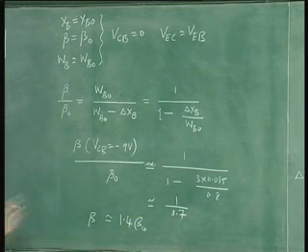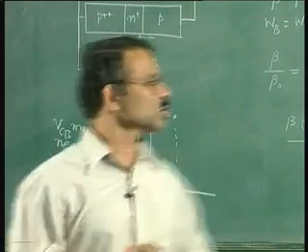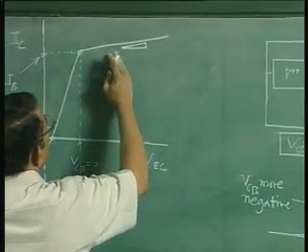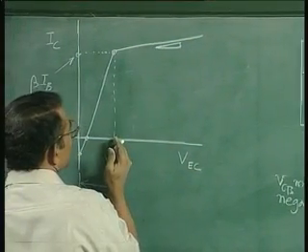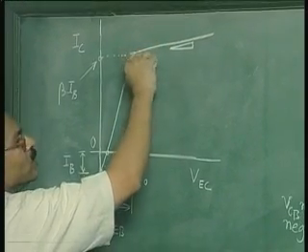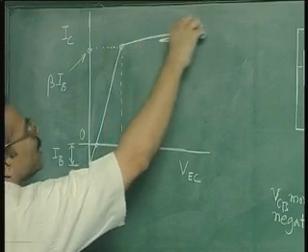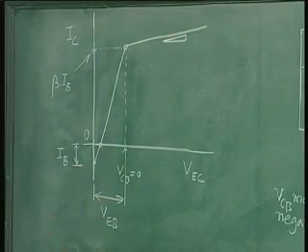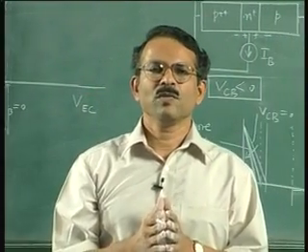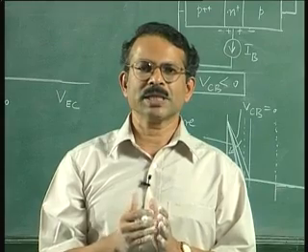So what you find is beta is increasing by 40%. This means that you will have a lot of change in the collector current when you go from the point VCB equal to 0 to the point VCB equal to 9. So you will have a current increasing from this value to 1.4 times this value. So this gives you an idea of how much change in the collector current there is for a change in collector to emitter voltage. We will continue with this discussion in the next class.